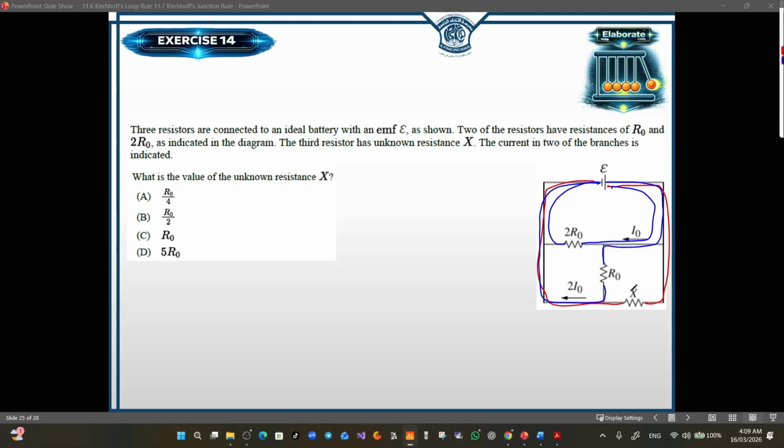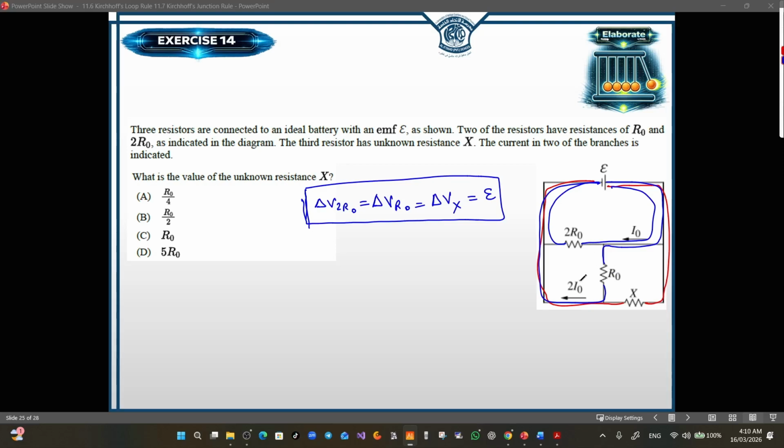So this complicated configuration tells us that X, R0, 2R0, and the battery are connected in parallel because we have two terminals in common, which means the electromotive force or the electric potential difference across the 2R0, so the delta V across 2R0 equals the delta V across R0 equals the delta V across X, which is equal to the E. So we have found the electric potential difference across not only X, but also across R0 and the 2R0.